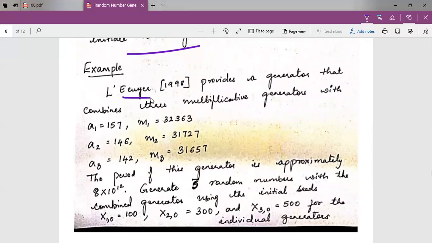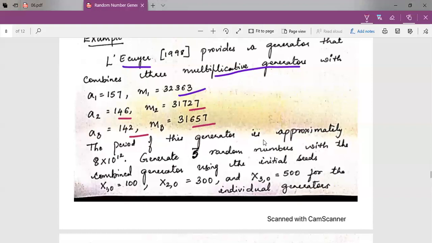L'Ecuyer in 1988 provides a generator that combines multiplicative generators with A1 equals 157, M1 equals 32363. Then A2 equals 146, M2 equals this value. A3 is 142, M3 is 31657. The period of this generator is approximately 8 times 10 to the power of 12.